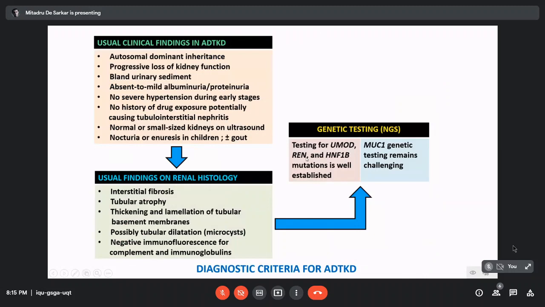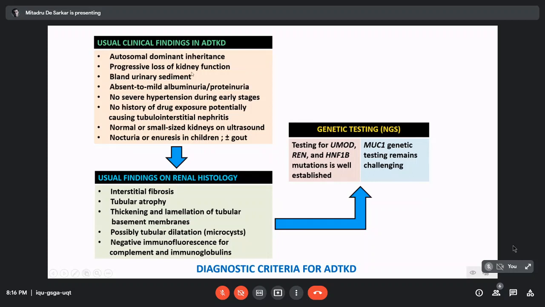So how do you go around diagnosing these cases of ADTKD? The first thing would be the clinical suspicion. So of course you take a family history, and these cases sometimes have 100% penetrance, so you can actually follow the proper Mendelian decision tree. So the history is that of an autosomal dominant pattern of inheritance along with the progressive loss of kidney function.